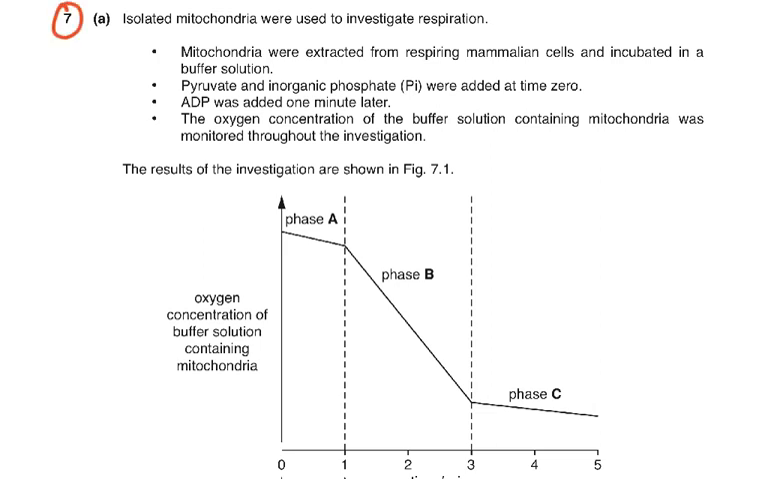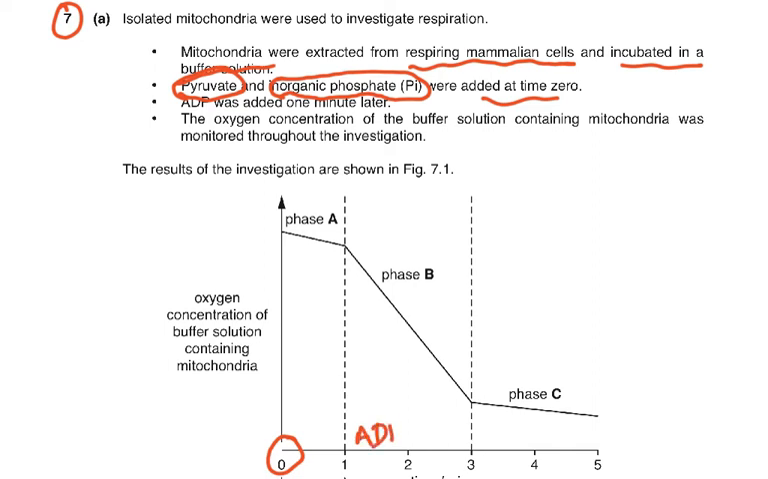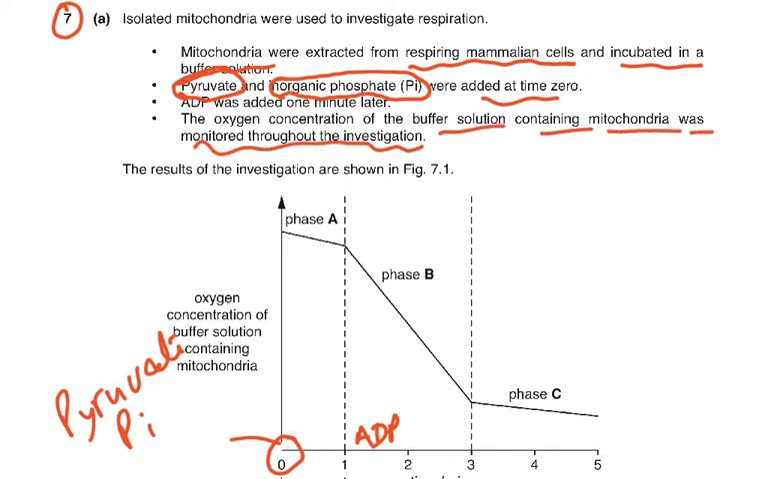Isolated mitochondria were used to investigate respiration. Mitochondria were extracted from respiring mammalian cells and incubated in a buffer solution. Pyruvate and inorganic phosphate were added at time 0. ADP was added 1 minute later. So here ADP was added 1 minute later, and pyruvate and inorganic phosphate were added here. So pyruvate and inorganic phosphate were added at time 0. ADP was added 1 minute later. The oxygen concentration of the buffer solution containing mitochondria was monitored throughout the investigation.